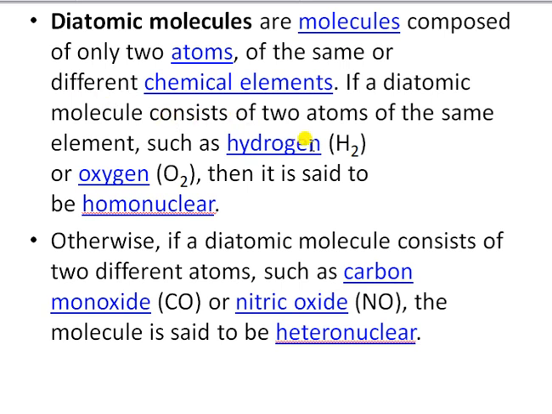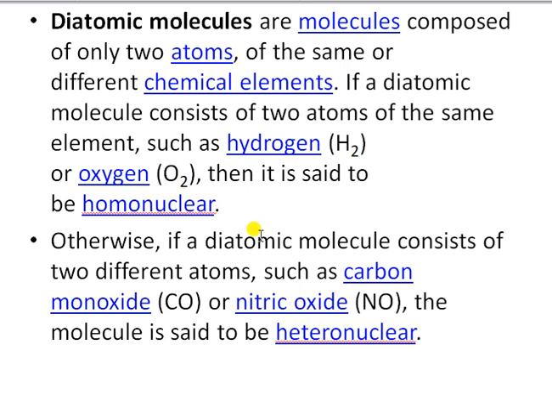For example, H2, in this case both the elements are the same. So there are two hydrogen atoms. Both of them are hydrogen, similarly oxygen, and they are called homonuclear. And on the other hand, there are some molecules like a diatomic molecule but having atoms of different elements.